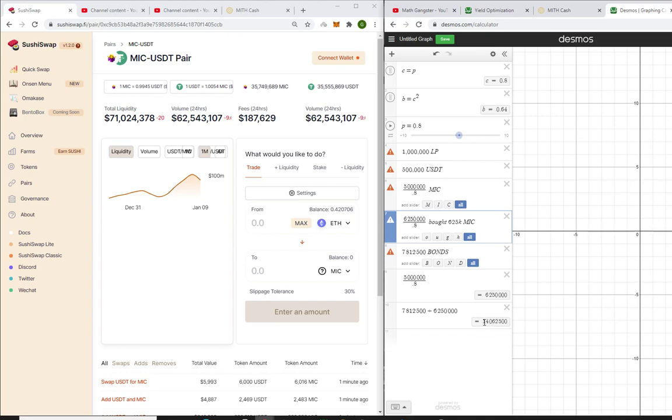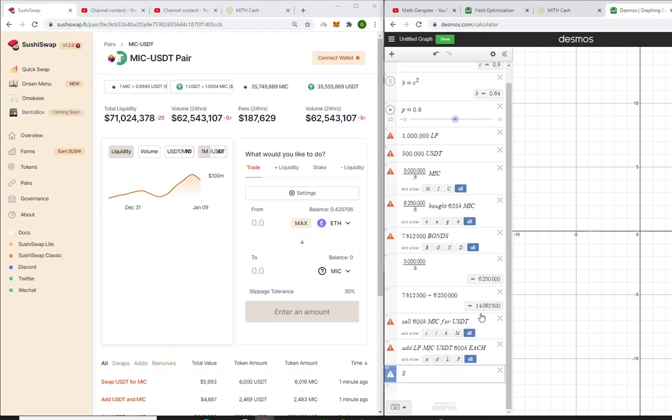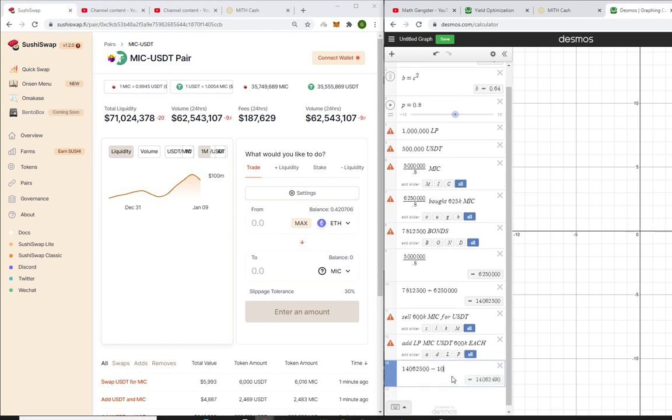So they started off with $1 million worth. Now they have 1.4 million. What they do, they'll sell maybe 600 grand for Tether. Then they can stake this, add that, stake. And then they'll have left over still another 200,000 Mithril Cash.